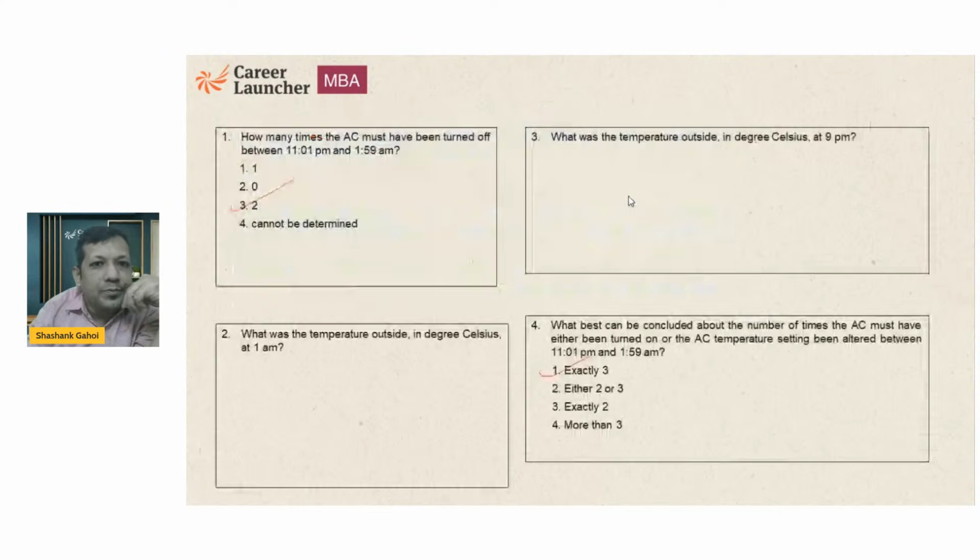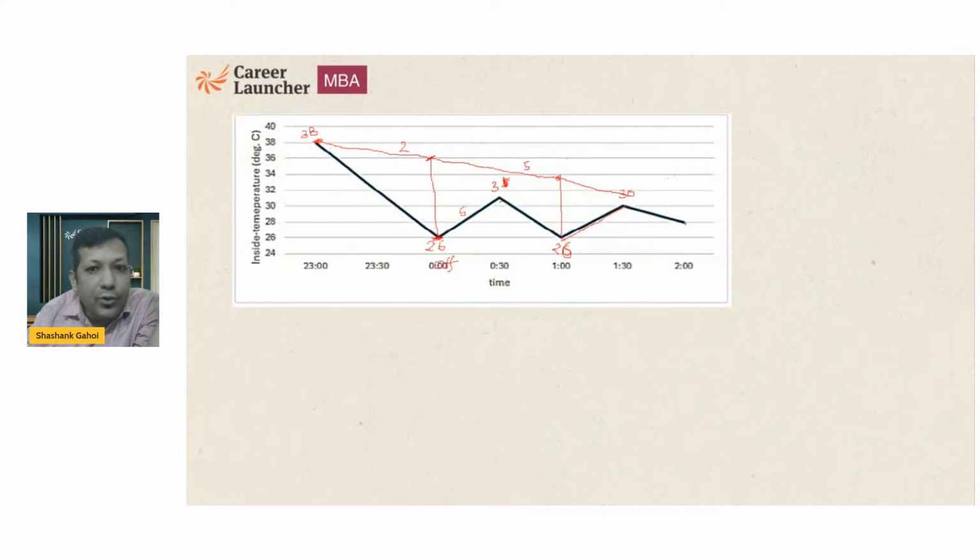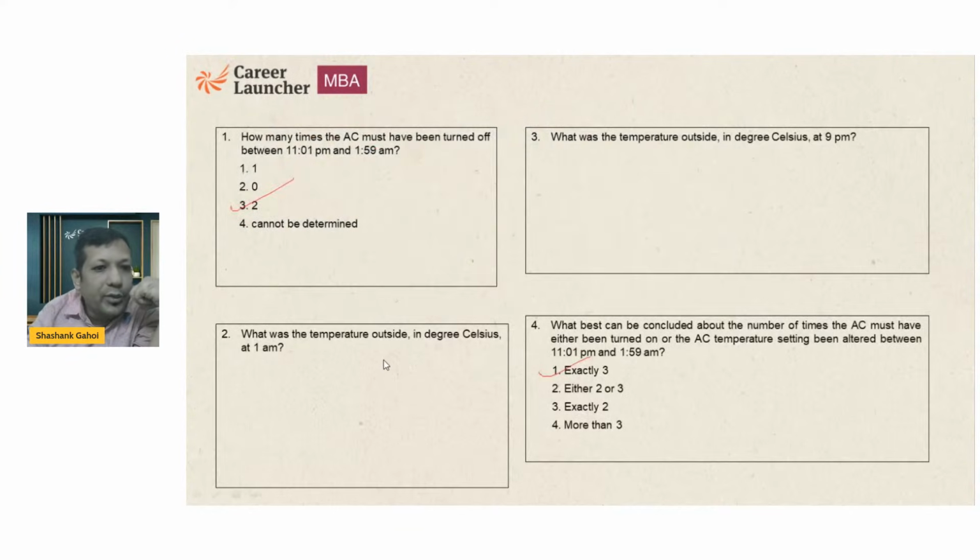Now, what is the temperature outside in degrees Celsius at 1 o'clock? At 1 o'clock it is going to be 34 degrees because it is constantly falling at a rate of 2 degrees per hour. It is definitely going to be 34. So it is going to be 34 degrees.